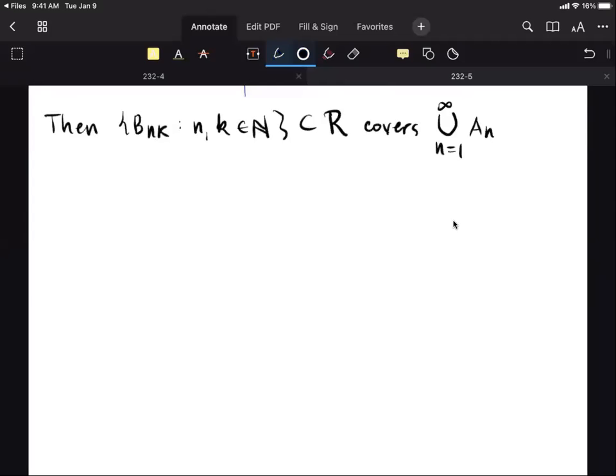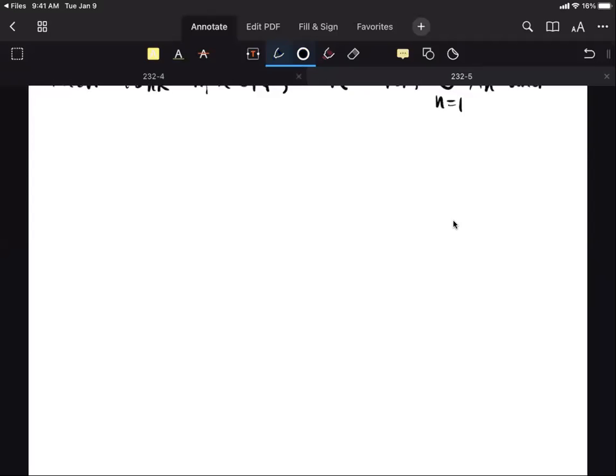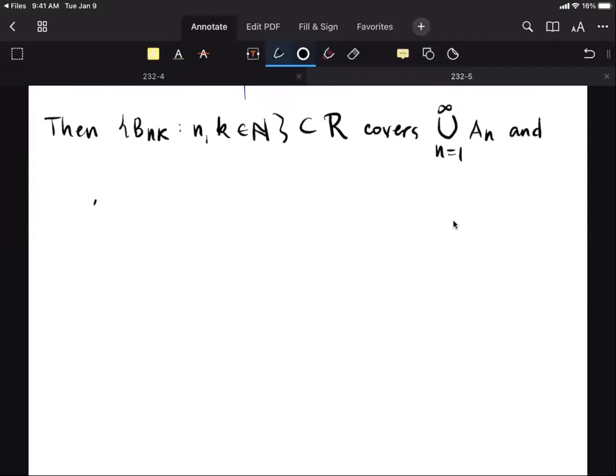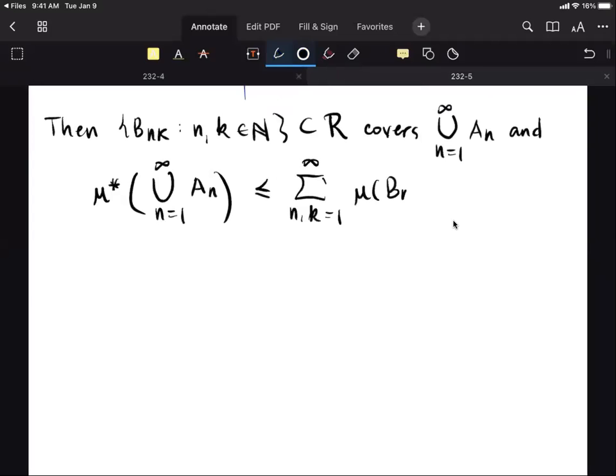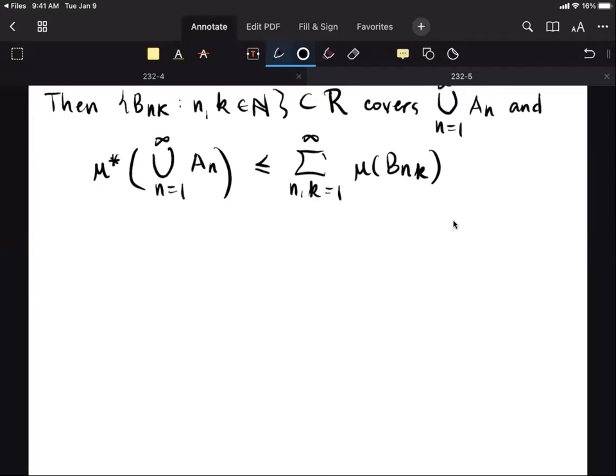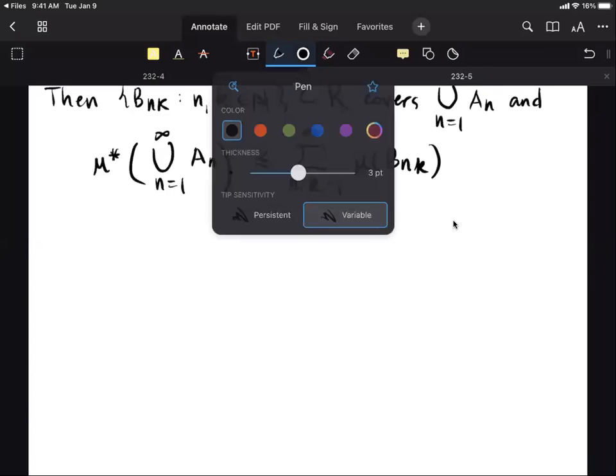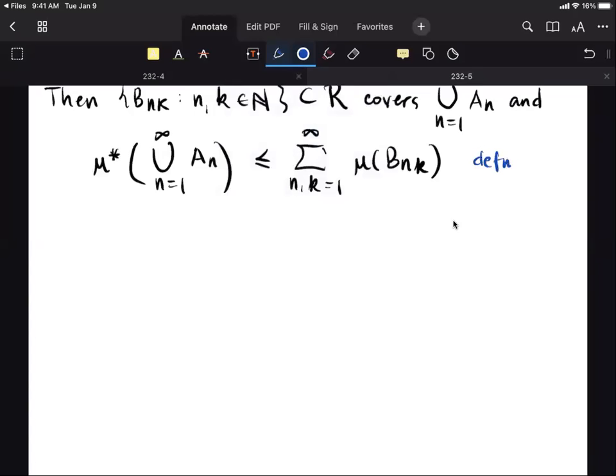Okay. And if we apply the sigma, or apply the definition of mu star of the union, it is less or equal to the sum over n and k from 1 to infinity of the premeasures of the covering. Take note that mu star of the union is the infimum of all such summations. So the infimum is smaller than this particular sum. So that's the definition of mu star.